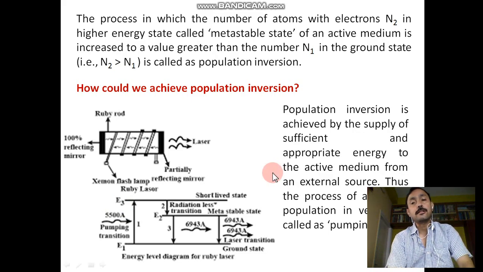So population inversion is achieved by the supply of sufficient and appropriate energy to the active medium from an external source. Here the external source is the xenon flash light. The active medium is the ruby rod. Ruby is a compound, a combination of aluminum oxide and chromium oxides. Chromium ions are readily excited.